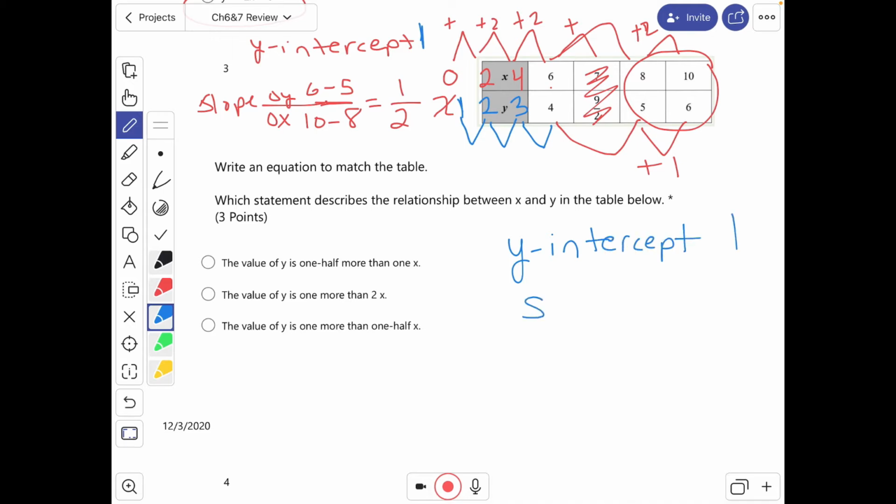Y-intercept is 1, and slope is a half. And slope is the thing we multiply times x. The first answer choice says the value of y is 1/2 more than 1x. Are we going to have 1x? Nope. And the value of y is 1 more than 2x. Do we have 2x? No, we have half. The value of y is 1 more than 1/2 x. That's our choice.